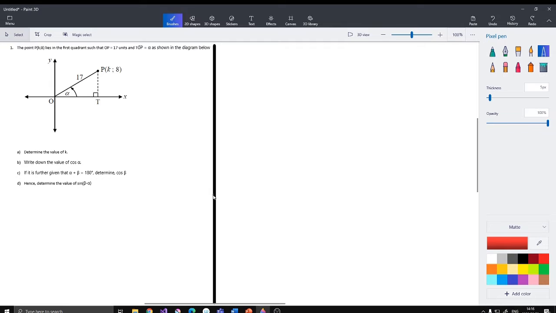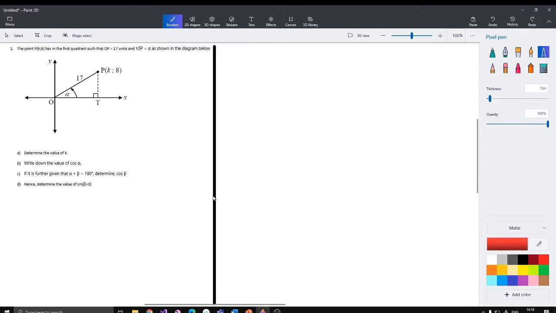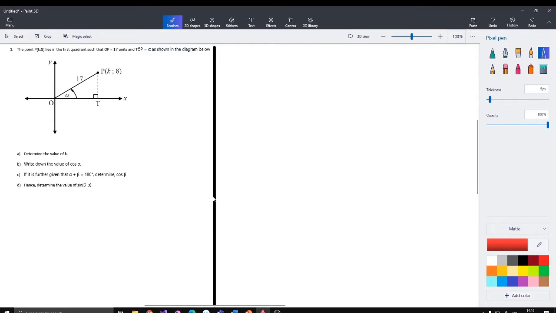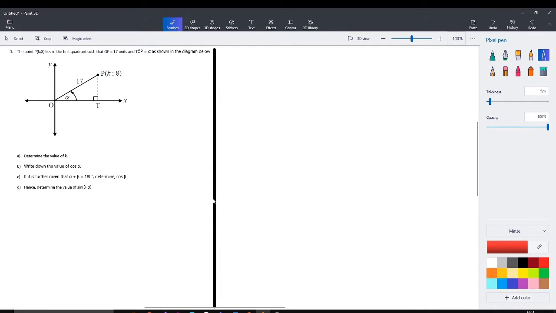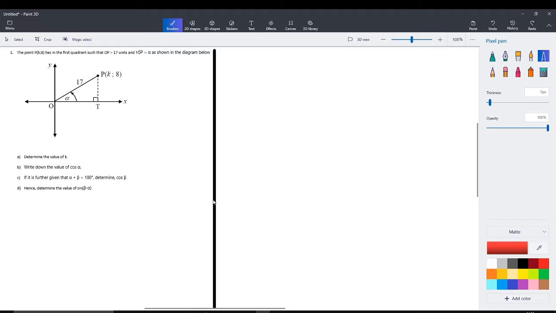We're going to look at a trigonometry question. The point P with coordinates (K, 8) lies in the first quadrant such that OP is equal to 17 units and the angle TOP is equal to alpha, as shown in the diagram below. First question, determine the value of K.